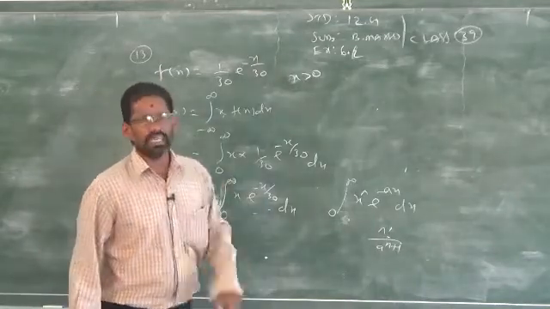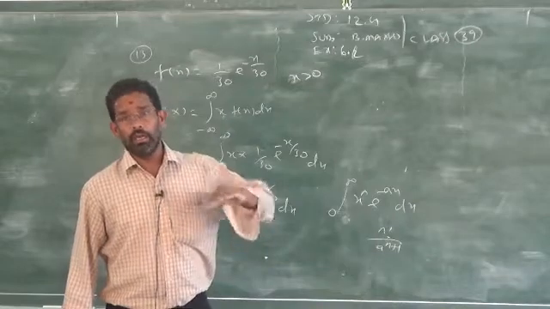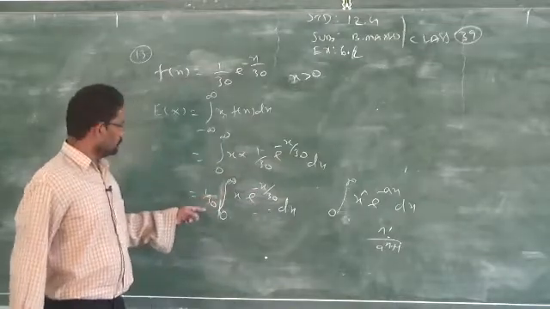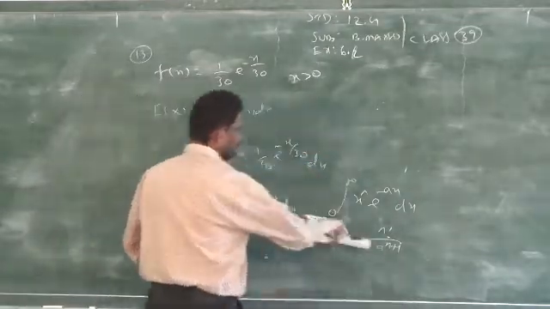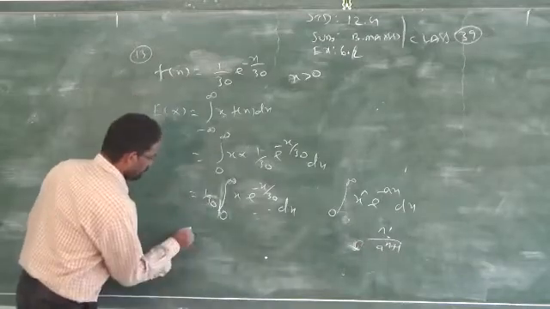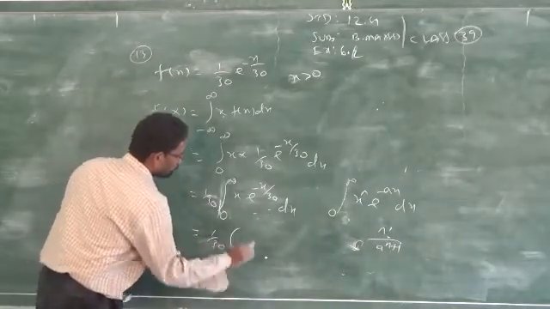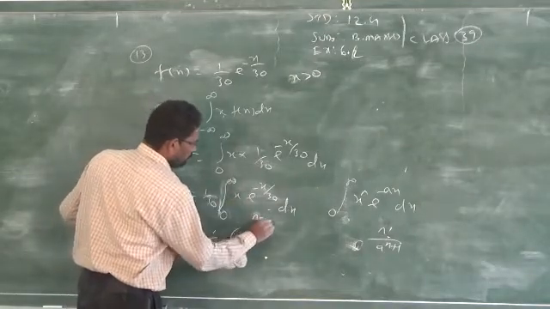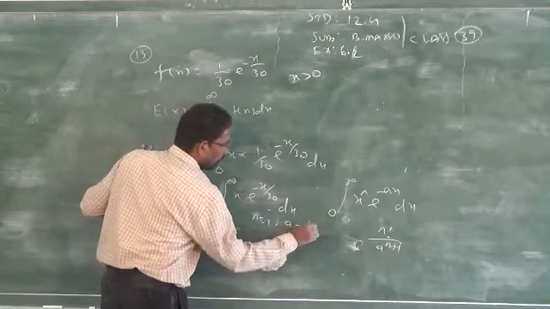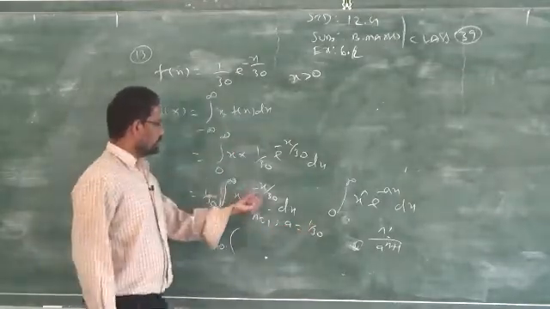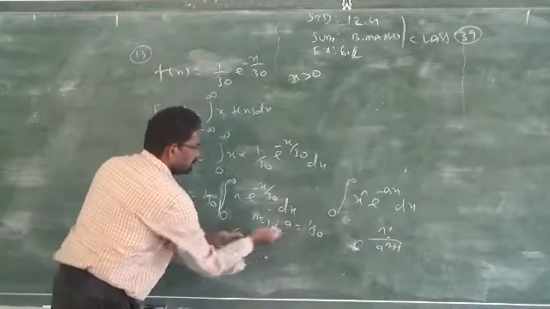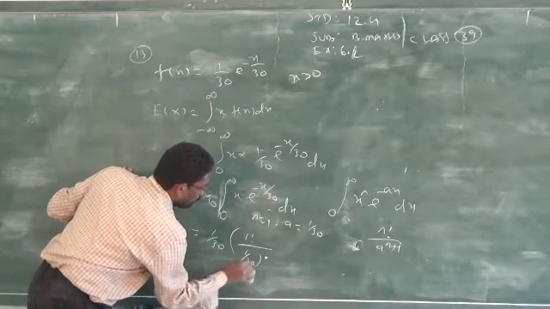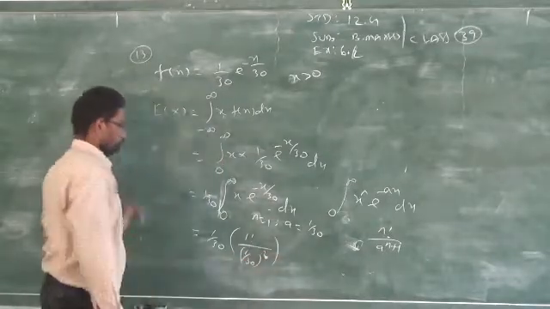The power of e should have the negative sign. It may be in fractional format, decimal or whole number, doesn't matter, but e power should have the negative sign, and the limit should be 0 to infinity. So, by using the gamma integration formula, I can get the answer straight away, that is 1 by 30 into n factorial by a power n plus 1. What is n? n stands for the power of x, that is n is equal to 1. What is a? 1 by 30. Do not take the negative sign. Coefficient of x is a. Just replace this information in that formula: 1 factorial by 1 by 30 power n plus 1, that is 2.